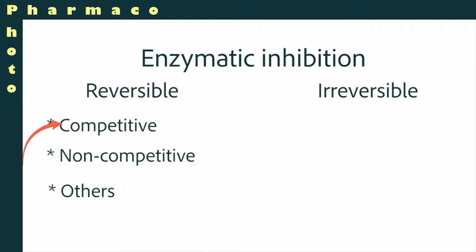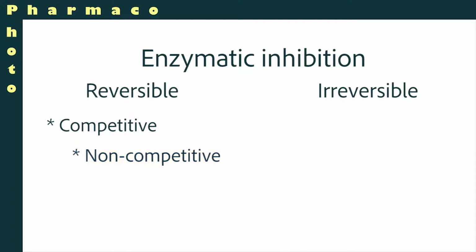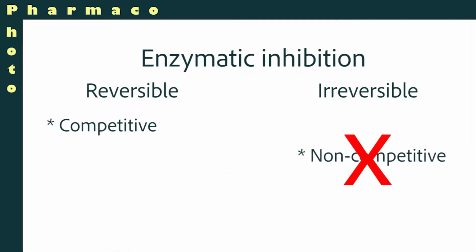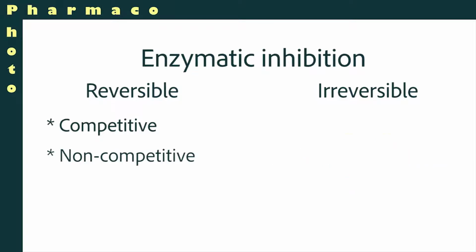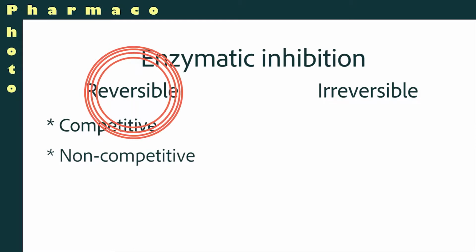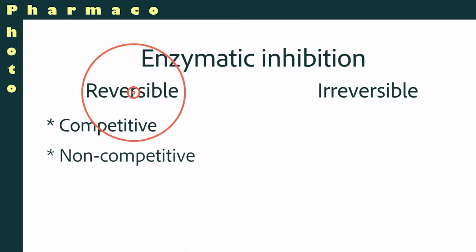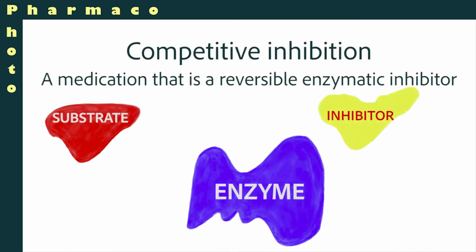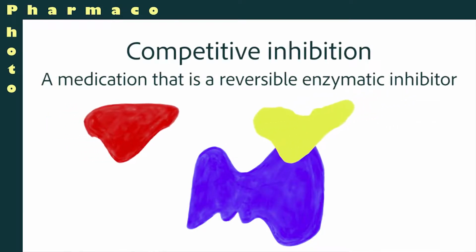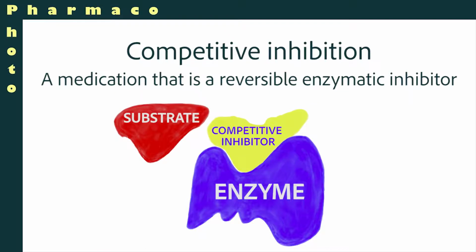Clinically speaking, the most important group of reversible inhibitors is the competitive inhibitors. But there is another type that's called non-competitive inhibitors, and we should know a bit about them because they're oftentimes misrepresented by authors as being an irreversible inhibitor, and they're not. Remember that both the competitive and the non-competitive inhibitors are reversible. In competitive inhibition, the medication binds to the active site of the enzyme and prevents the binding of the substrate. So it is competing with the substrate.